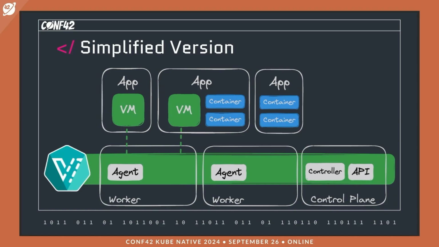KubeVirt also leverages the Kubernetes API alongside libvirt and QEMU, enabling seamless VM lifecycle management, while taking advantage of Kubernetes features like auto-scaling, networking, and storage. This integration simplifies the process of deploying and managing both VMs and containers within the same environment by eliminating the need for separate tools.